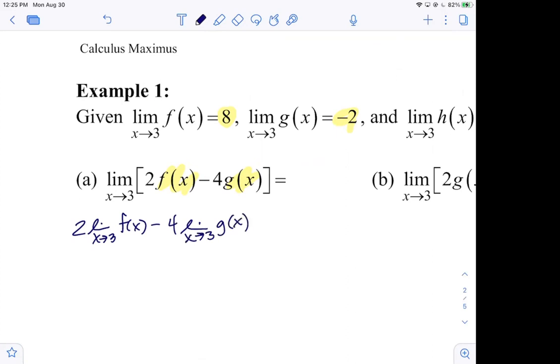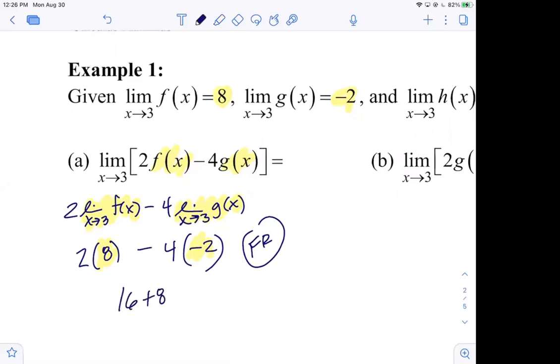Now, if you want to know what properties we're using, property 1 and property 2. Property 1 is the difference property, and then by bringing the 4 and the 2 out front, we're using the constant property. It's kind of intuitive, though, hopefully. And now, since I've got it down to these things, I can use direct substitution. What is the limit as x goes to 3 of f? Well, it's 8. So this becomes 2 times 8 minus, what's the limit as x goes to 3 of g? It's negative 2. And that's it. Free response, you can stop. If we simplify, though, we get 16 plus 8, which is 24.